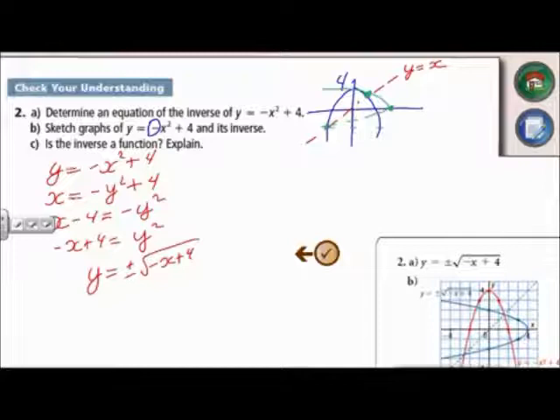So now, is that new one, the blue in theirs, a function? And if we do that vertical line test, no, wait, it's not. It does not pass the vertical line test. There's more than one y value for every x value, so it is not a function.